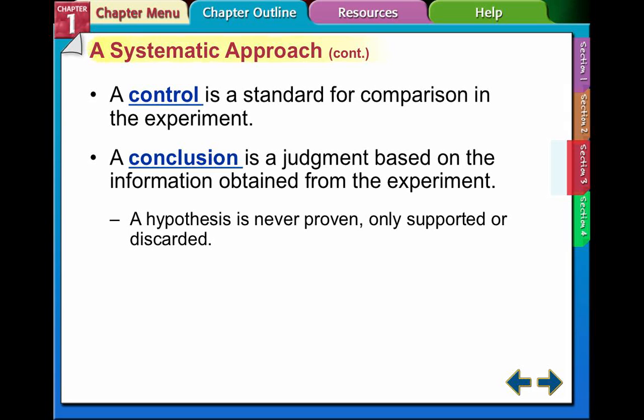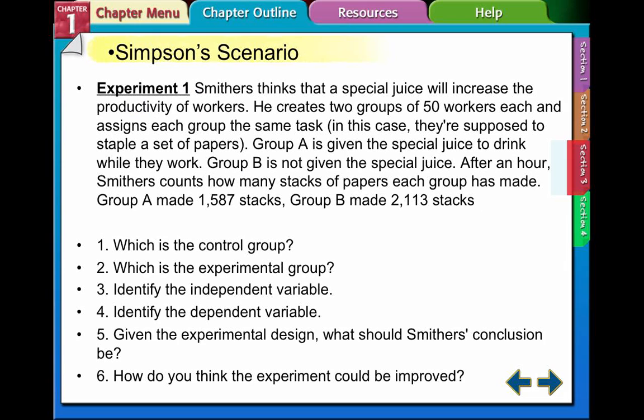Okay? A hypothesis is never proven, only supported or discarded. Okay? A model can be used to help make those predictions. So go ahead and look at this scenario. This is Smithers from Homer Simpson, and you can look at this and then answer those questions.